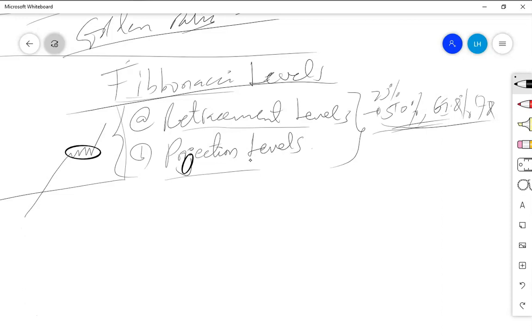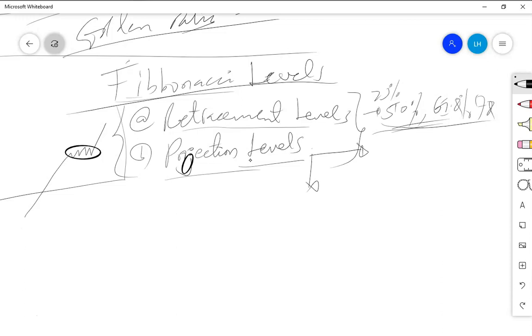So now those levels, most people explain them on the internet, so you can find them. What are the retracement and other things? But the projection levels are of two categories. Projection levels are of two categories.